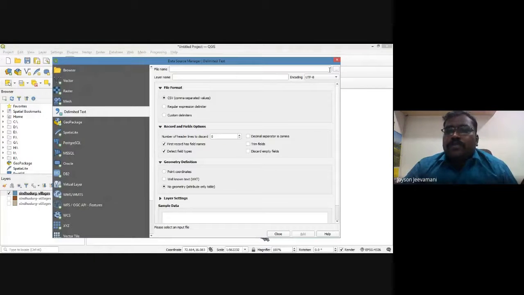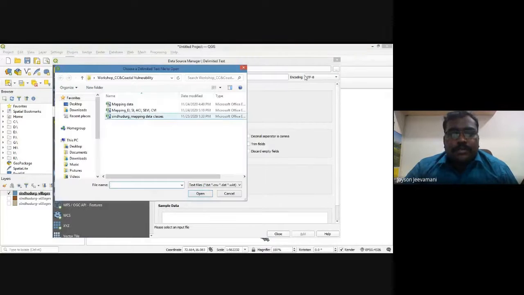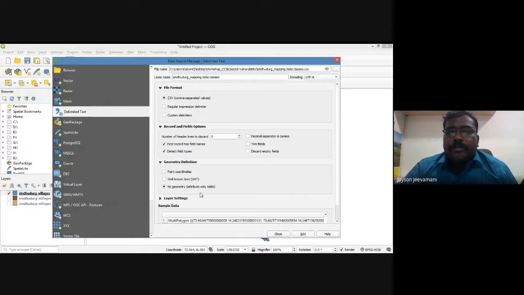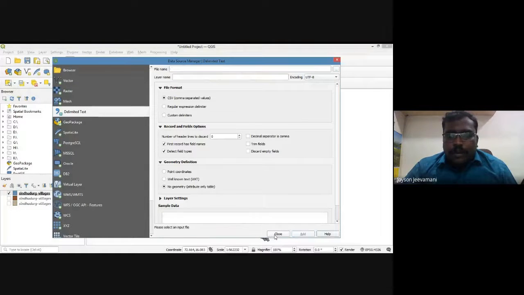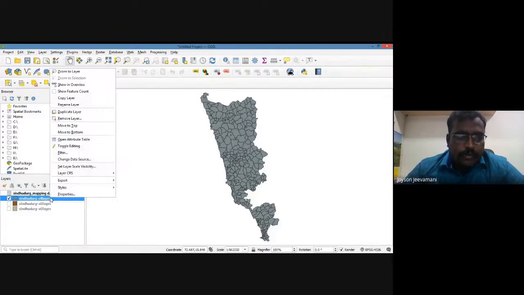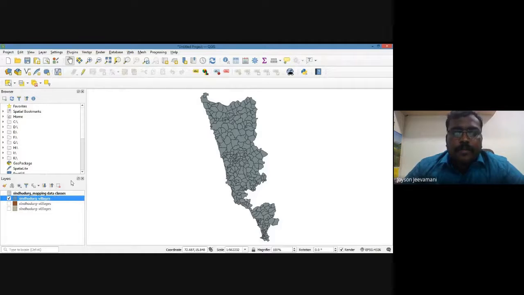After that, we have to choose the file name. This is the Excel I showed, in CSV format. We open that, click add and close. Now the shape file layer and the CSV file are both added. Now right click, properties. We have to do one more thing.